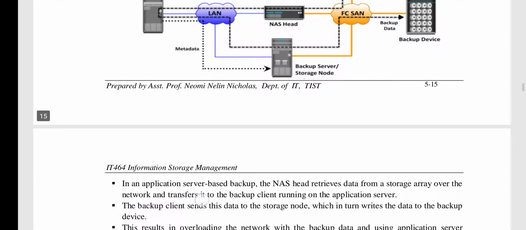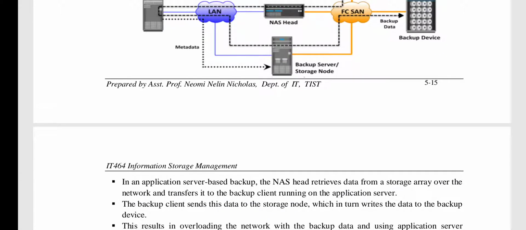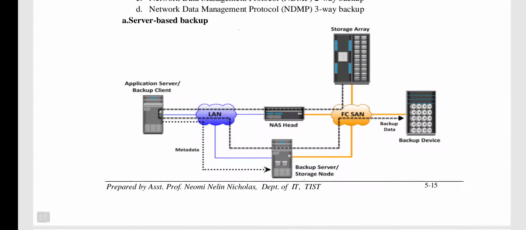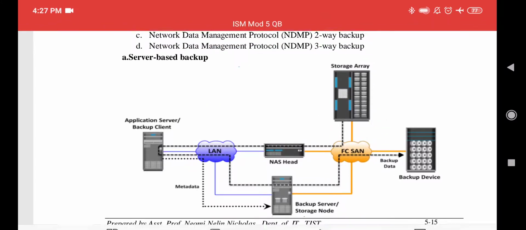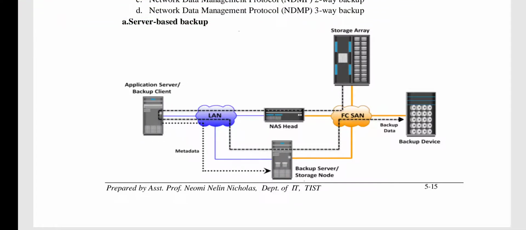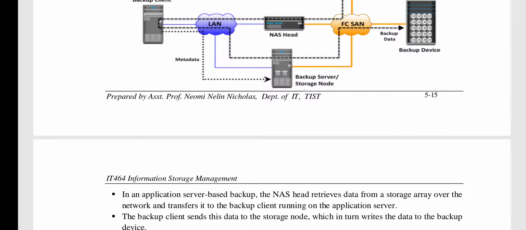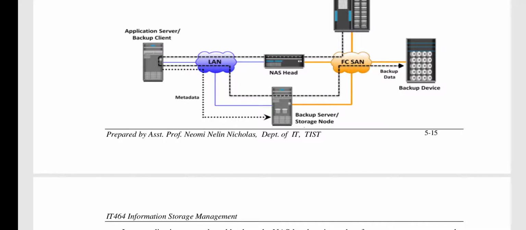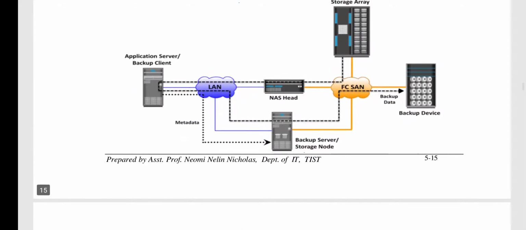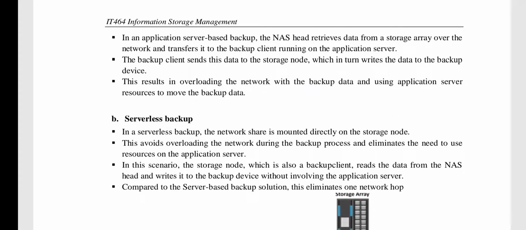Okay, so in an application server based backup, the NAS head retrieves data from the storage array, okay, over the network and transfers it to the backup client running on the application server. Okay, so NAS head gets it from the storage array and it sends it to the backup client, which sends it to the storage node, which sends it to the backup device. Okay, so that's how the backup data reaches the backup device, and metadata from the backup client, it goes up to the backup server, okay, through that LAN. Okay, this results in overloading the network with backup data.